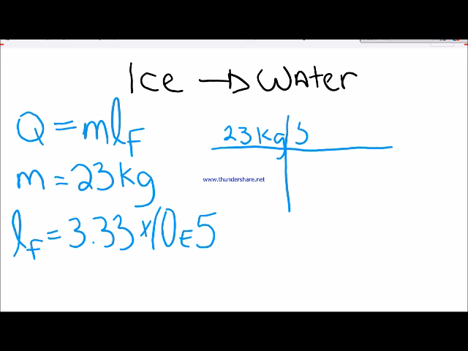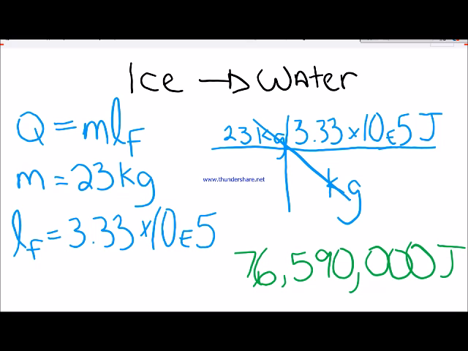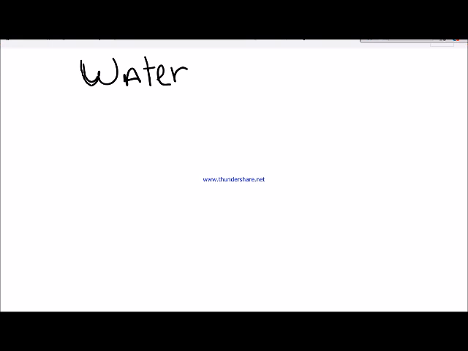Now, let's do unit analysis. Like before, the kilograms will cancel out. Your number would be 76,590,000 joules. Again, save this number for later.